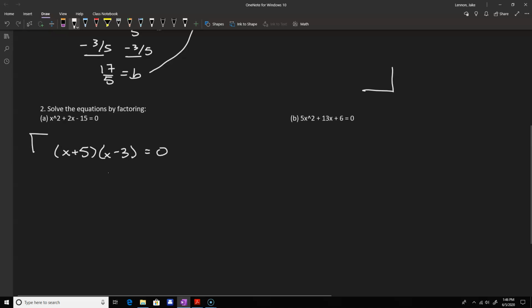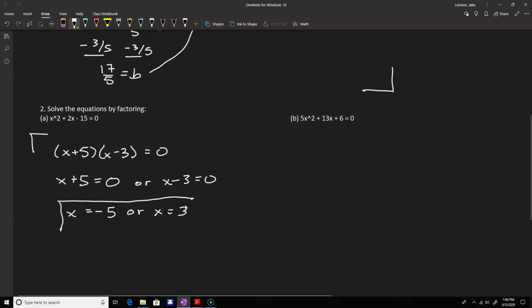And then we just set each linear factor equal to 0 and solve by the zero product property. So we have our 2 answers, x equals -5 or x equals 3. So that's it. Part B is a little longer because the coefficient of x squared is not 1.